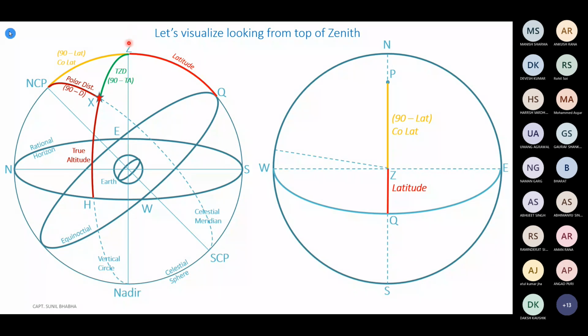Now, if you look from top, this vertical circle is also going to look like a straight line. And how will this look? From the zenith, you see this particular dotted line. This is how this vertical circle is going to appear. The point where this vertical circle touches the rational horizon, you see the vertical circle from Z going up to X touches the rational horizon at point H. This point H is going to be this particular point here, from the zenith going up to the rational horizon.